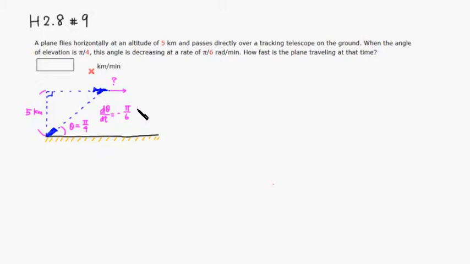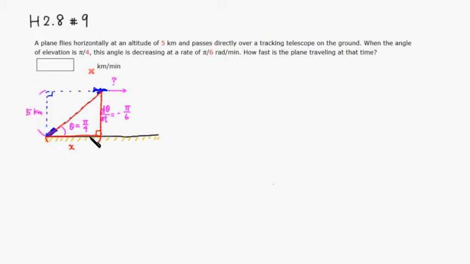Somehow we have to relate the distance. Maybe I'm going to go straight down from the airplane, and then visualize this right triangle here. Maybe I should draw it solid. So here is our right triangle. The changing quantity is the horizontal distance between the telescope and the airplane, so I'm going to call it x, since it's a horizontal distance. Then the altitude is fixed at 5 kilometers.